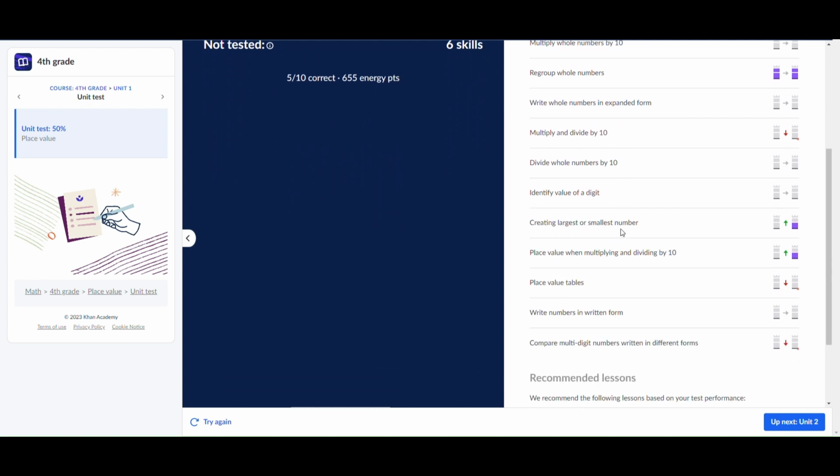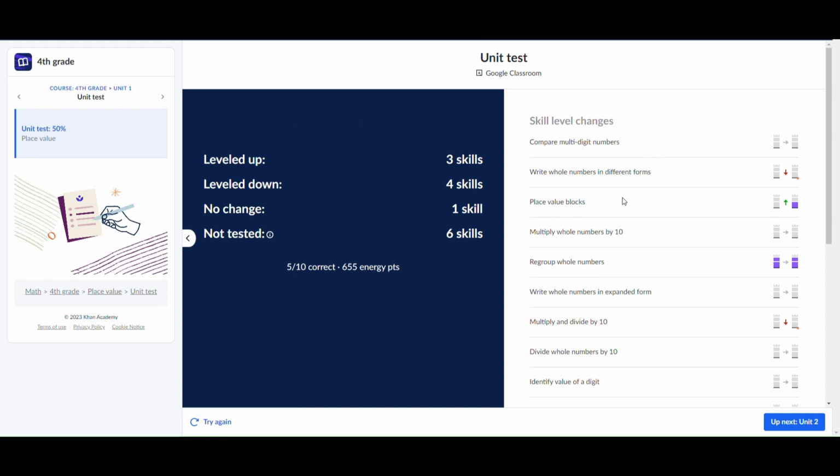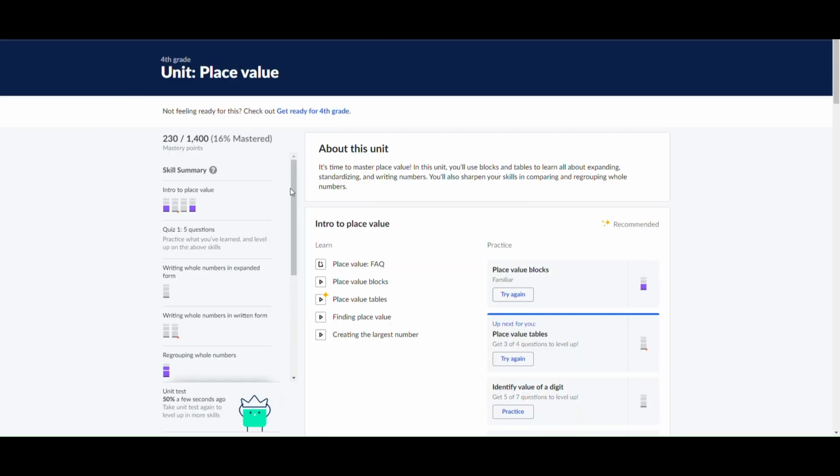So you can see the skills that have leveled up. You can see the skills that have leveled down. Now, there are different levels of mastery that your child should be going for. Let's go ahead and go to unit 1 here so we can take a look and see the changes.